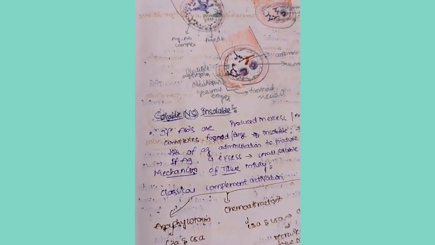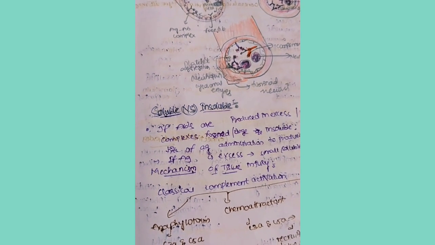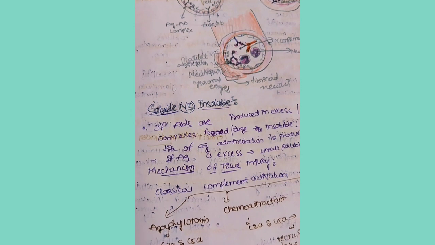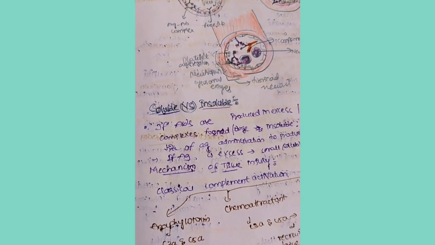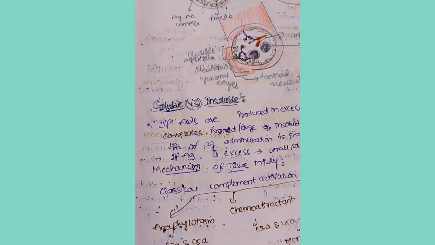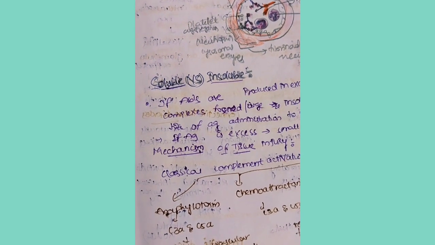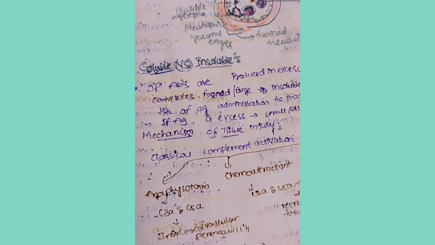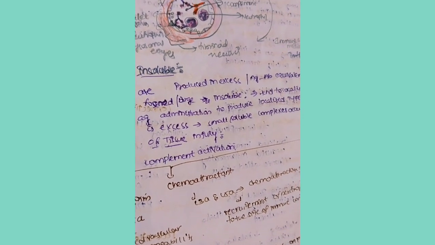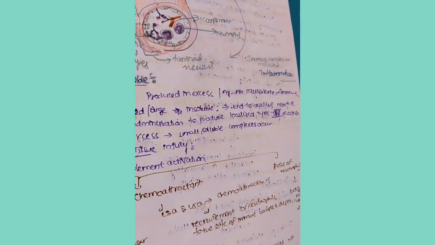Then what is the mechanism of tissue injury? Normally classical complement activation will occur. In the classical complement pathway we have C3a and C5a. C3a and C5a are vascular components, also known as anaphylatoxins. They get released and increase the permeability of the blood vessels. C3 and C5 are also known as chemoattractants. They recruit neutrophils to the site of the immune complex.